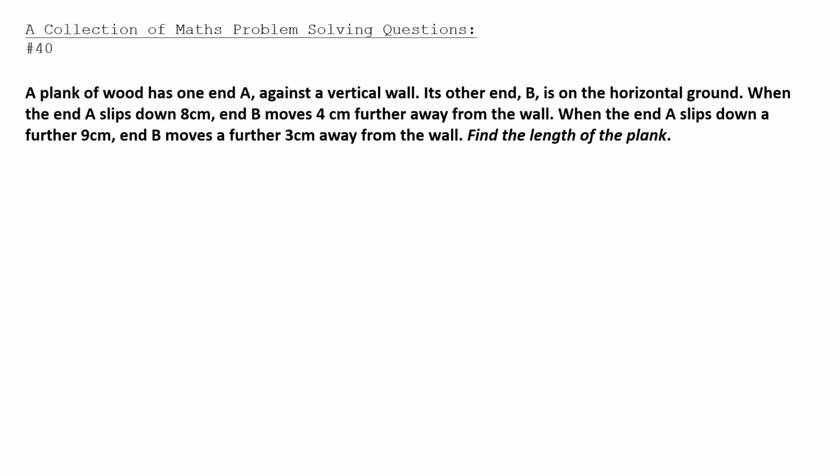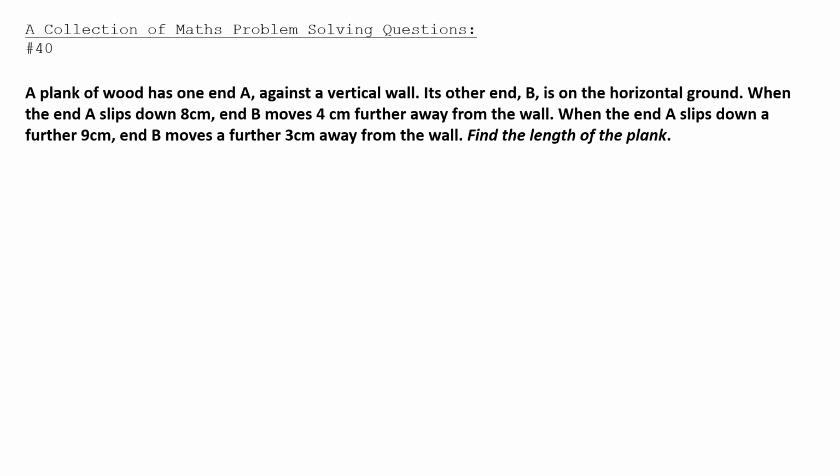A plank of wood has one end A against a vertical wall. Its other end B is on the horizontal ground. When the end A slips down 8 cm, end B moves 4 cm further away from the wall. And when the end A slips down a further 9 cm, end B moves a further 3 cm away from the wall. Find the length of the plank.